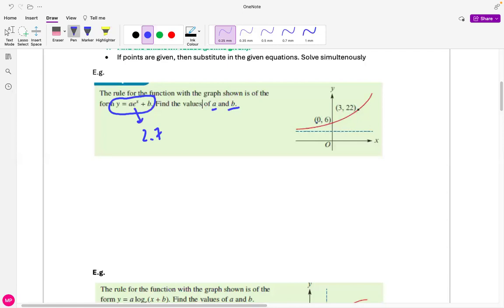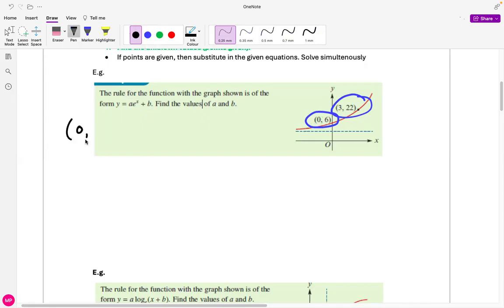Now they give you the point (3, 22) and (0, 6). They didn't give you the asymptote. What can you do with this point? You can substitute that in and solve simultaneously for A and B. So let's start with (0, 6).